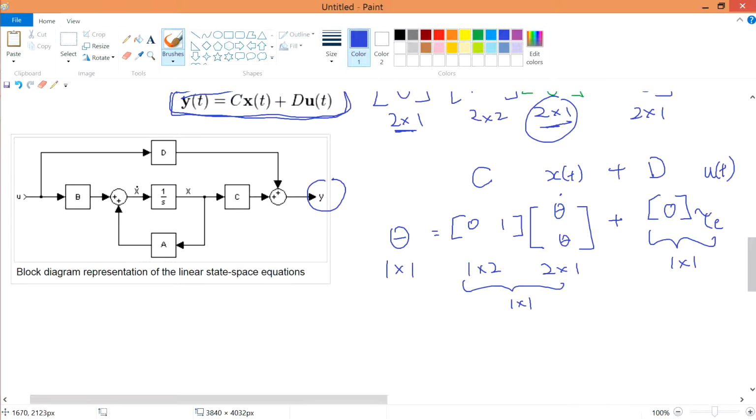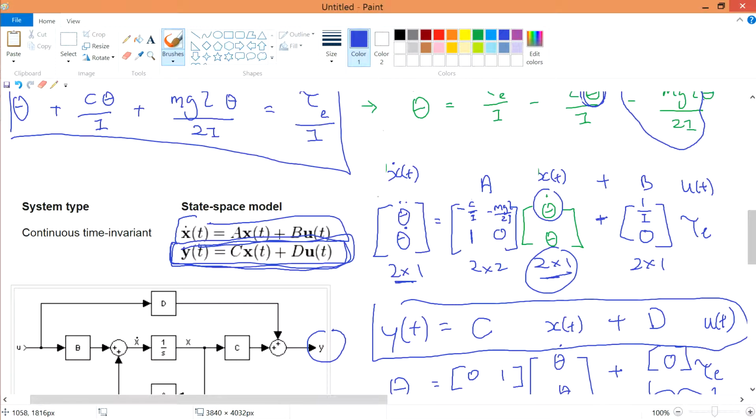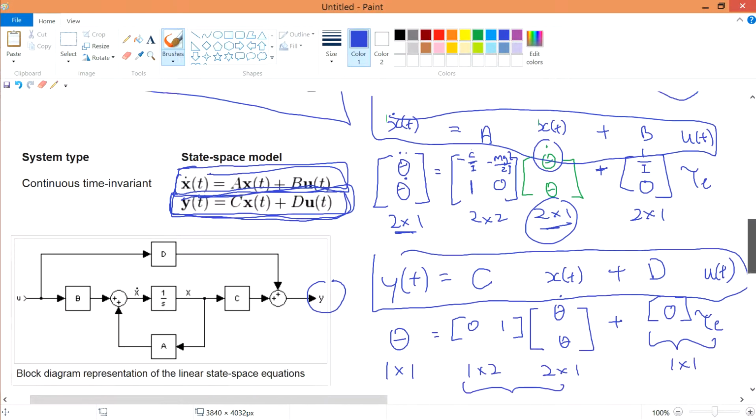And this is yt, and therefore this thing is this one. And then this thing is simply the top one. So we have just written down the state space model, I would say.